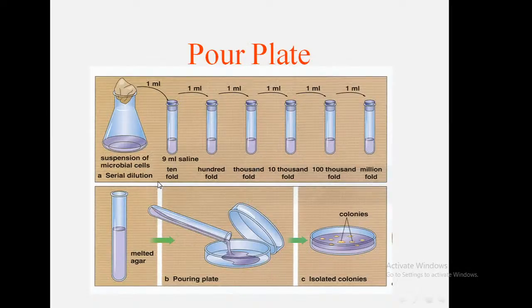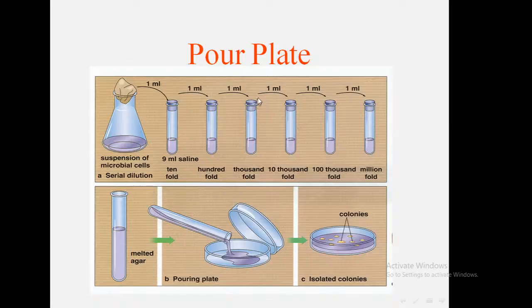See the pour plate method. Firstly, prepare a suspension of microbial cells. Then do serial dilution. First, take 1 ml from the microbial suspension and dilute it into 9 ml saline water. Then it is 10-fold diluted. Again take 1 ml into 9 ml saline water, then it is diluted 100-fold. Take 1 ml from this test tube and add it into 9 ml saline water. So it is diluted 1000-fold.